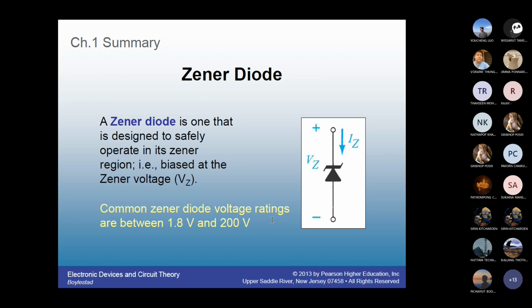Can everyone see the slide, Zener diode? Yes, Sajed. So look very carefully at the symbol.